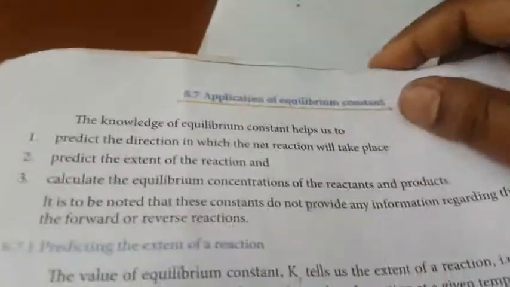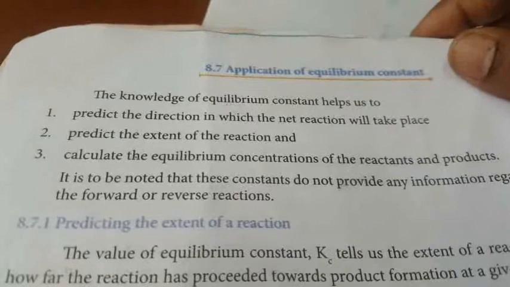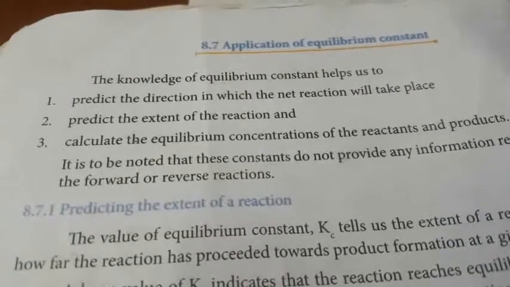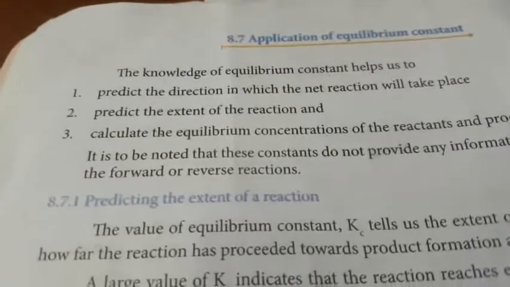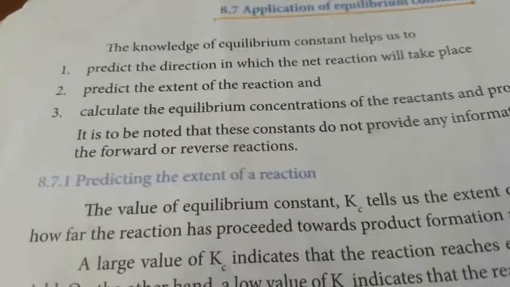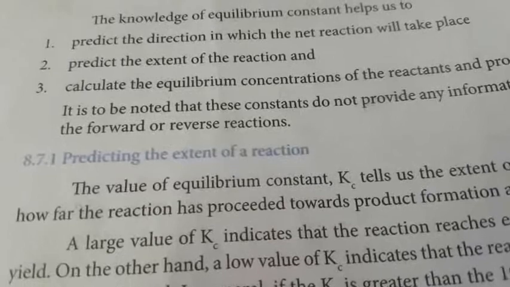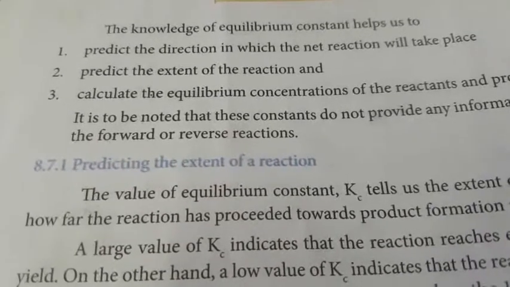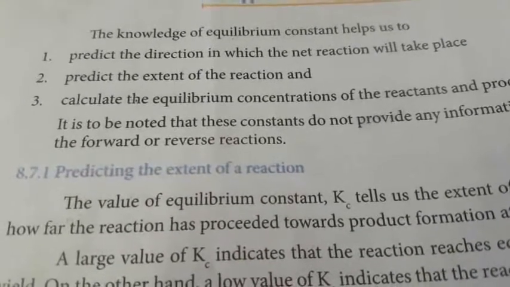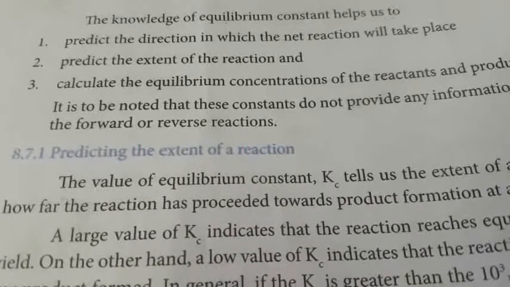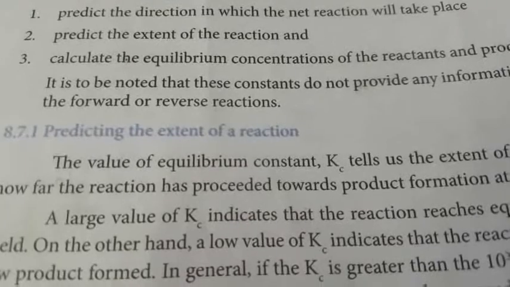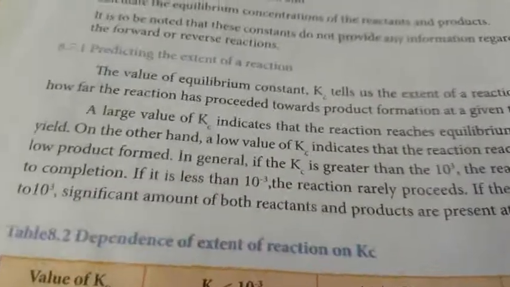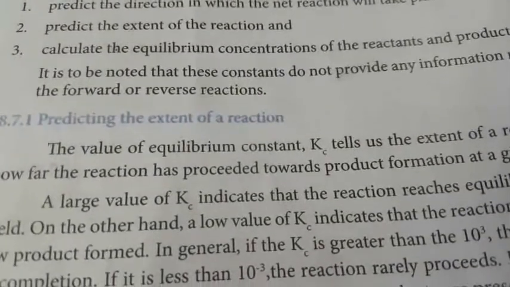First one is that it predicts the direction in which the net reaction will take place. What is meant by predicting the direction? Is it a forward reaction or a backward reaction? Second, it predicts the extent of the reaction, whether it will continue after equilibrium. Third is the equilibrium concentration of the reactants, that is the Kp and Kc value for the forward and reverse reaction. Another one is how to predict the extent of the reaction.